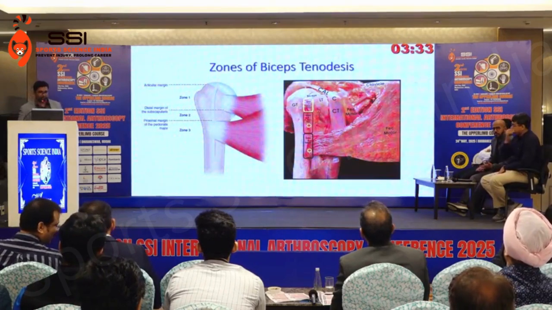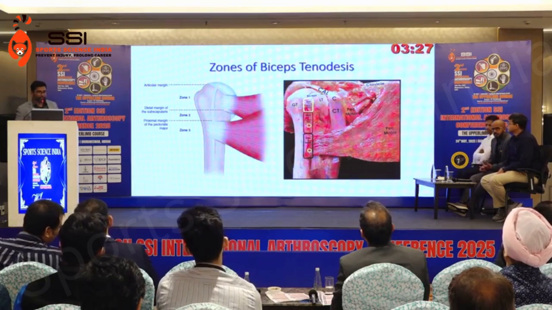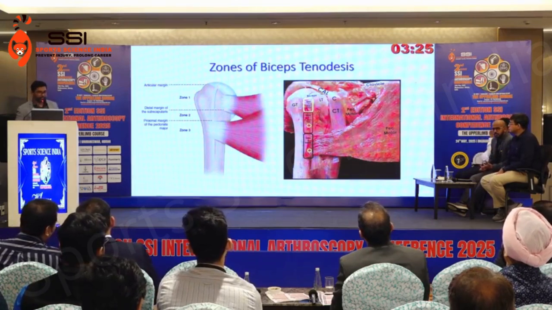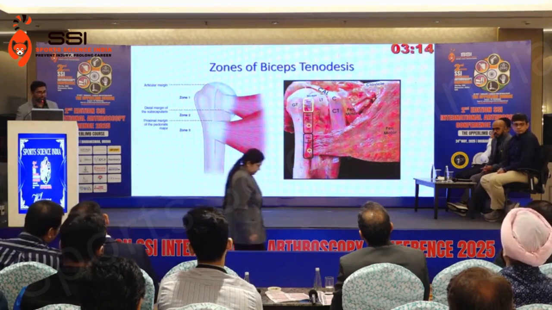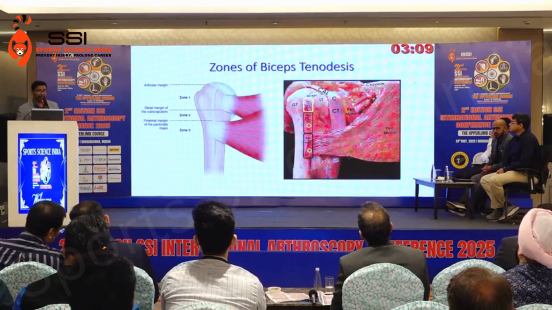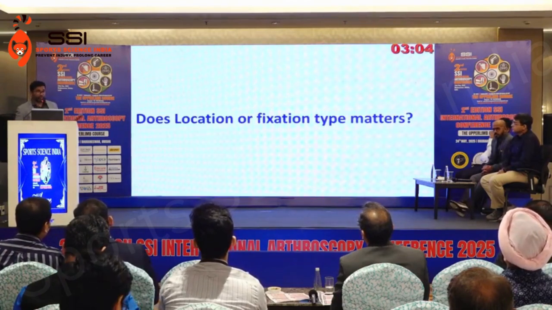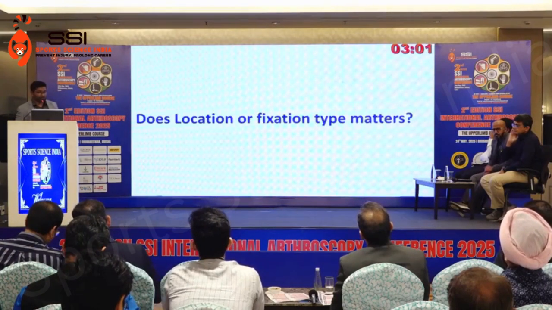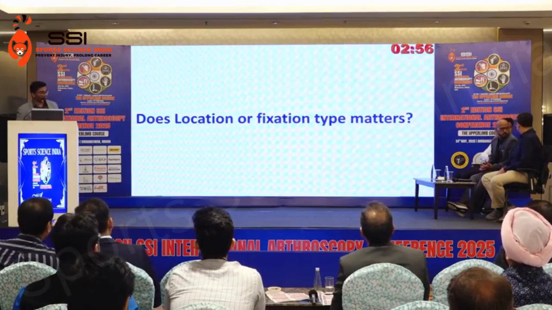Now if you want to do tenodesis, how do you go about it? Based on the anatomy, there are three zones. Zone 1 is from the articular margin to the distal margin of the subscapularis. Then you have zone 2, which is called the no man's land, that starts from the distal margin of the subscapularis to the proximal margin of the pectoralis major. Zone 3 is the subpectoral region. So there are three ways where you can do biceps tenodesis, and you can use either an interference screw or a suture anchor. Now the question is whether the location or fixation type matters.